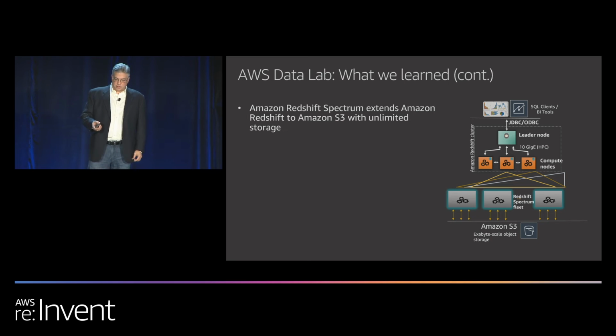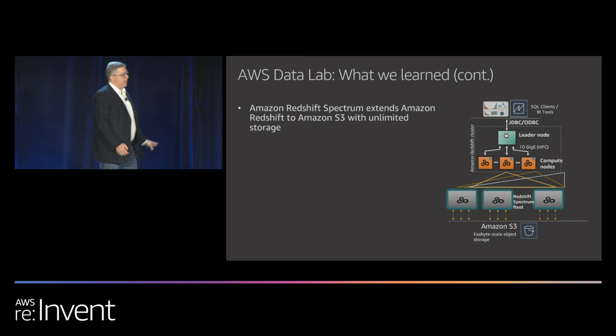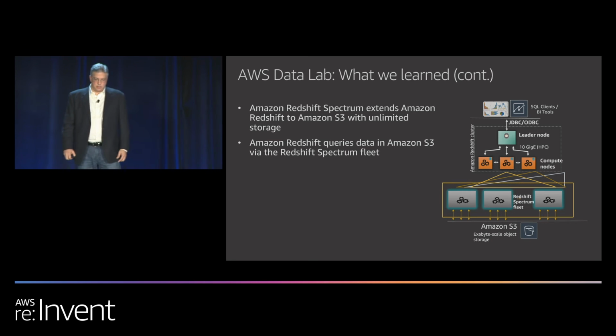This is what the architecture looks like now. We can see Spectrum extending the storage layer down to S3. No more 2 petabyte limit. The brick walls are gone. You can go into the exabytes with data in S3.